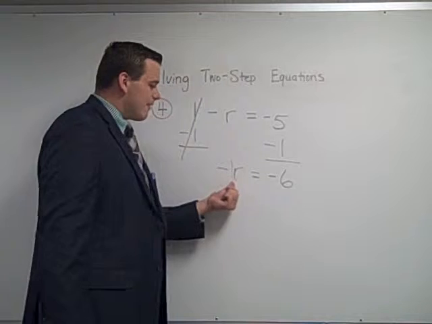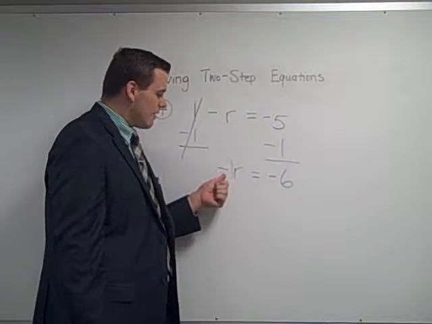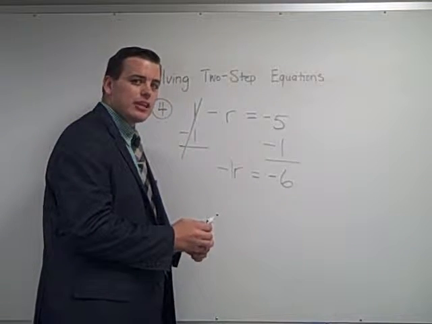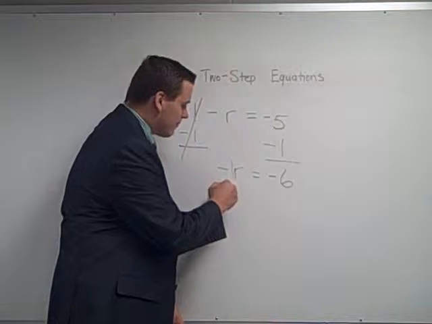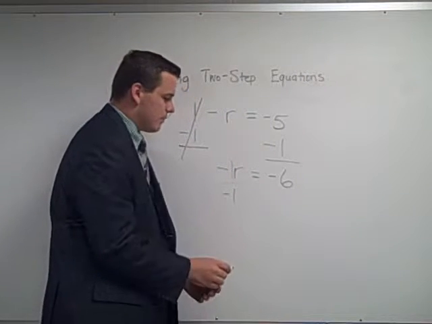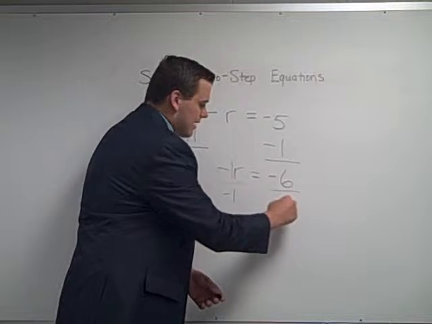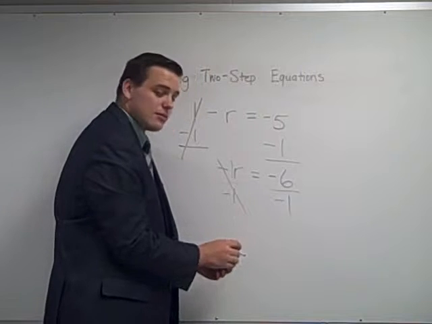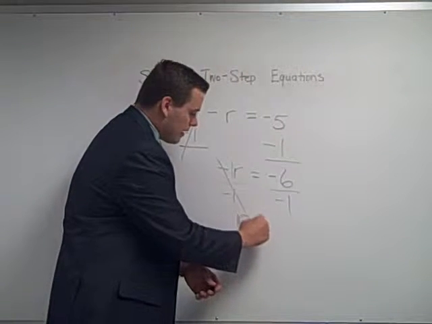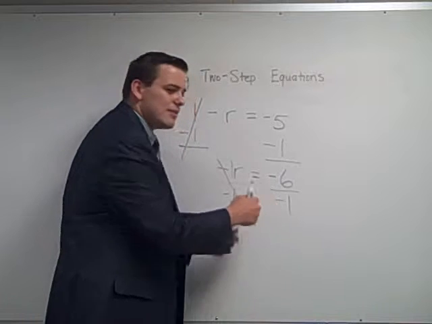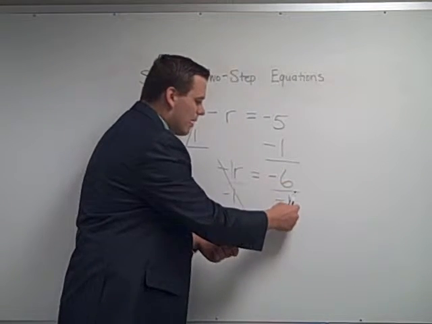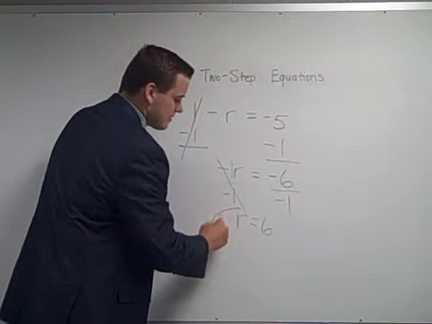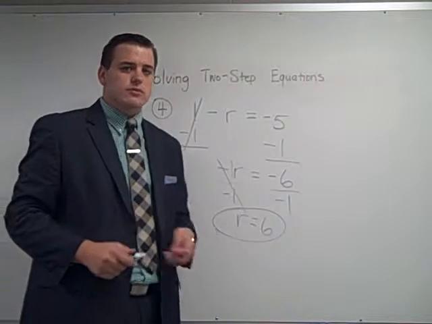So now it's saying -1 multiplied by r. I need to do the inverse operation of multiplication, which is division. So I'm going to divide both sides by -1, this side as well as this side. -1 divided by -1 is 1, so that becomes canceled, and we're left with r equals a negative divided by a negative, which is a positive. 6 divided by 1 is 6. So r equals 6. I always encourage my students to circle their answers, so students, make sure you circle the answers.